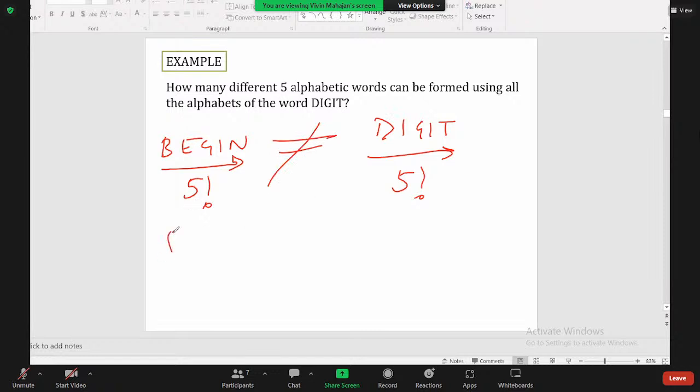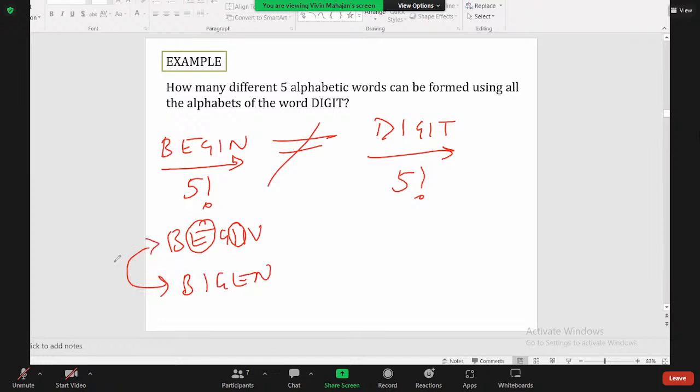Now out here, the word was B-E-G-I-N, which is begin. If I ask you to rearrange the letters E and I, the new word formed will be B-I-G-E-N, which is going to be different from this particular word.